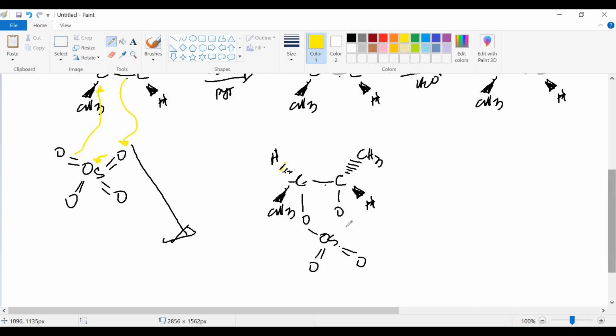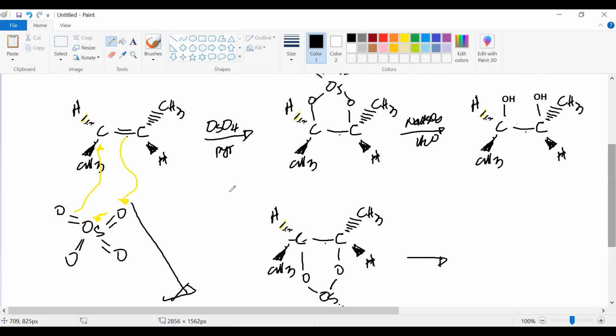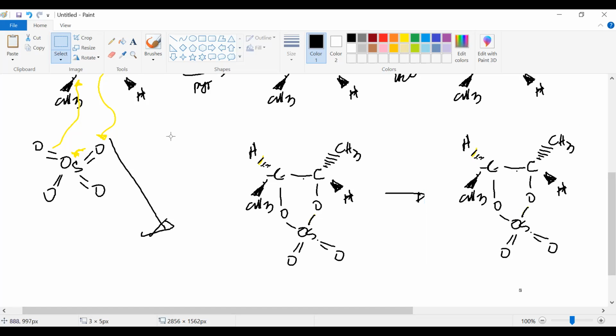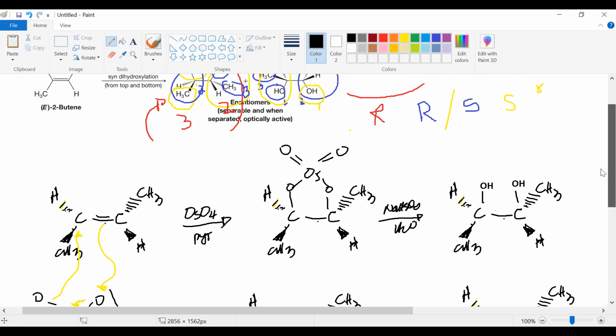Okay, so you'll get your osmium here. You have a bond, a 5-membered ring here. So once it is cleaved, what will happen is that you will get your OH. You get your OH, and then you have your OH. So you'll see this one is just the same as the earlier one, right?